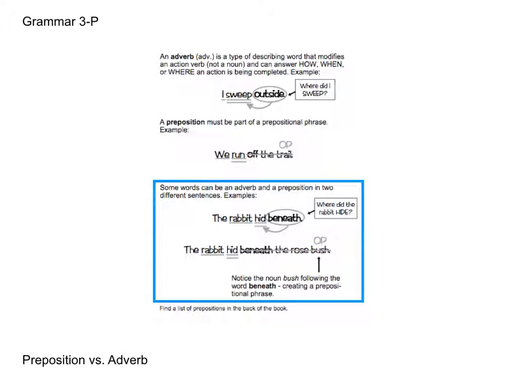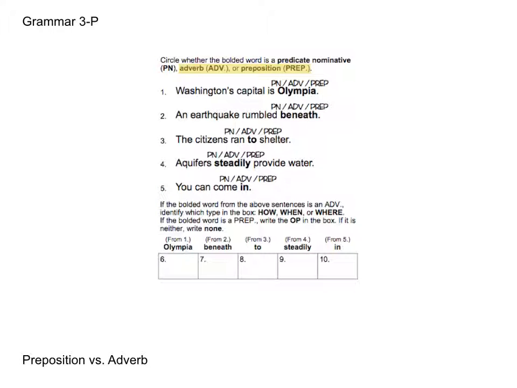And in this book, we'll be going over an activity that looks something like this. In the first few, we're going to ask you to identify the adverb or preposition by circling it, and eventually we'll add in things like predicate nominative and predicate adjective. Hopefully you remember those. If not, then go back to Grammar 3A and B and C and D. All of those should be helpful to you, and you can watch those videos as well.